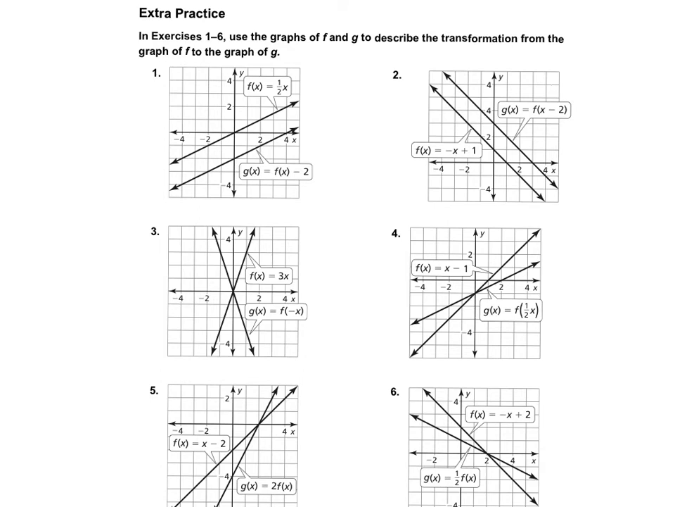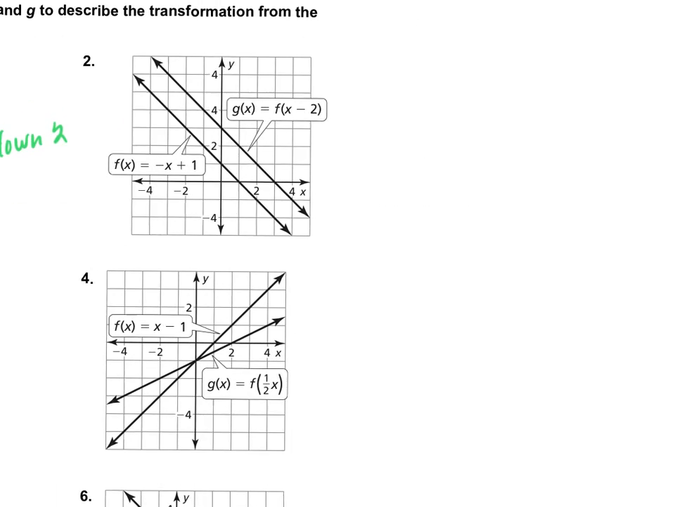That's your old one. And it says your new one is taking your old one, and it's doing what? This -2 says you're going to go down 2. Okay? You have your f of x right here, and it says negative x plus 1. It's asking you what the new one's going to be doing. It's taking your old one, and because it's inside parentheses, this is going to be a horizontal translation. And we are going to be moving to the right 2.